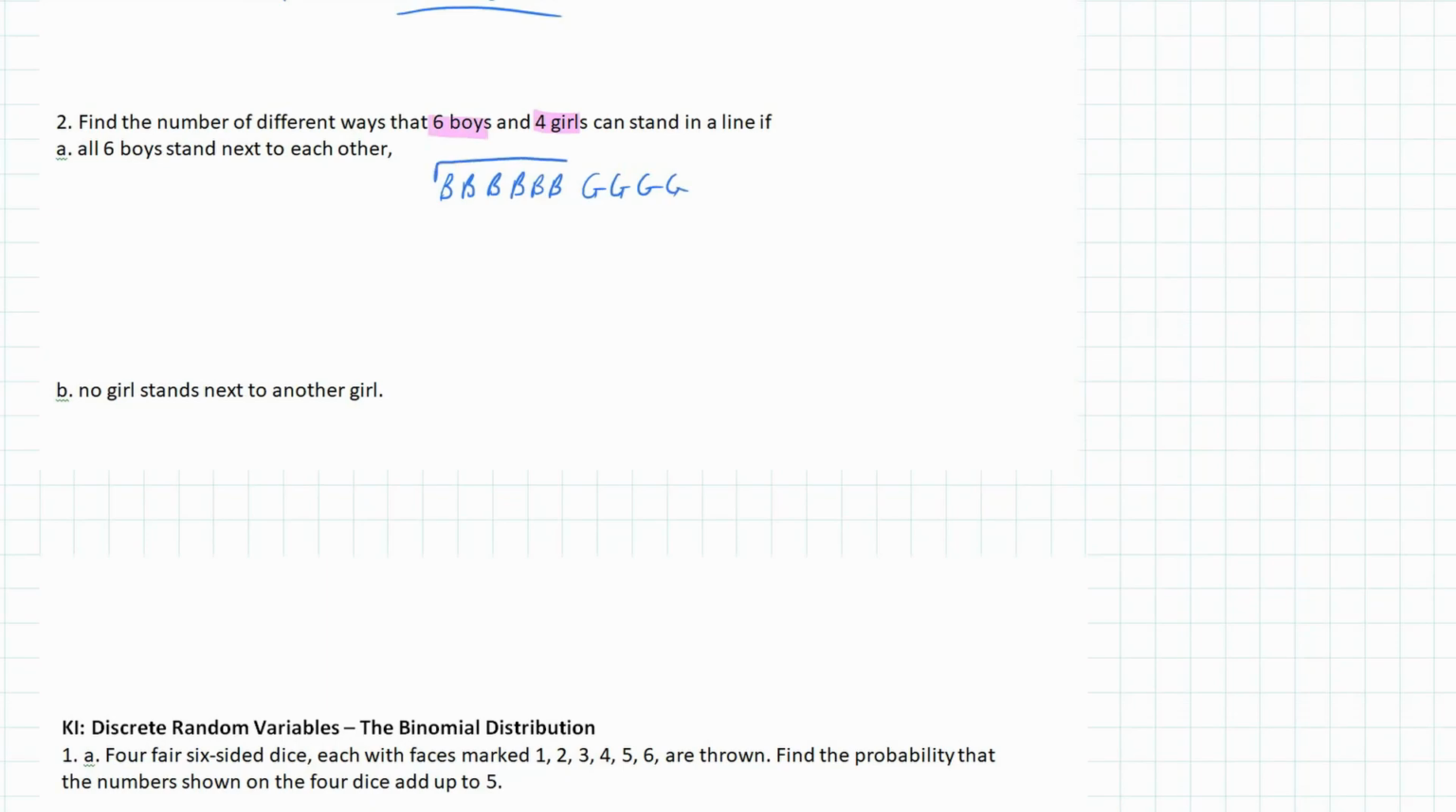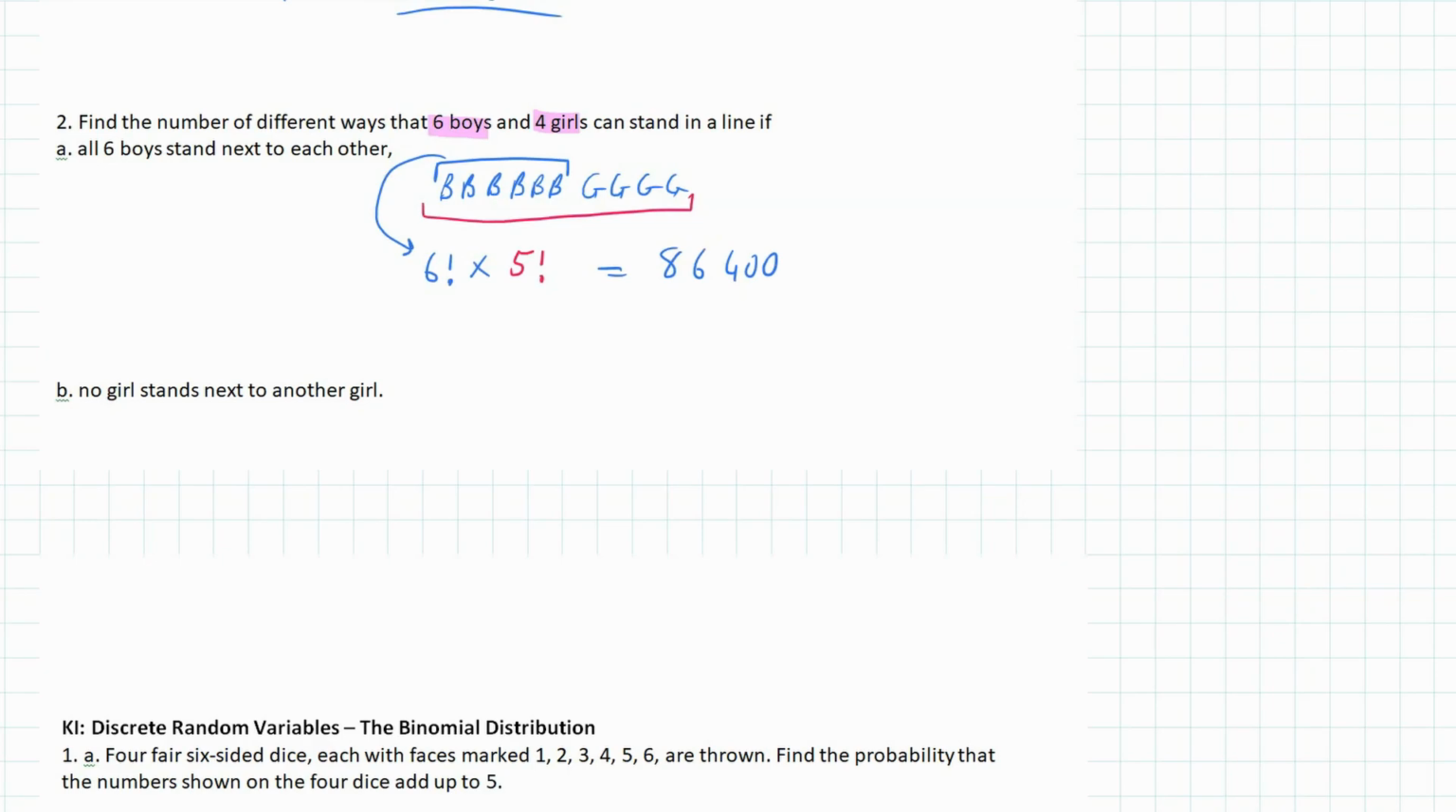So what we're going to do is treat these boys as one, and therefore we've got 5 items. So there's 5 factorial ways of arranging the items, but then within each of those ways, because there's 6 boys in a row, we can arrange those 6 boys in 6 factorial ways. So if we go 6 factorial times 5 factorial, this should give us 86,400 different ways.